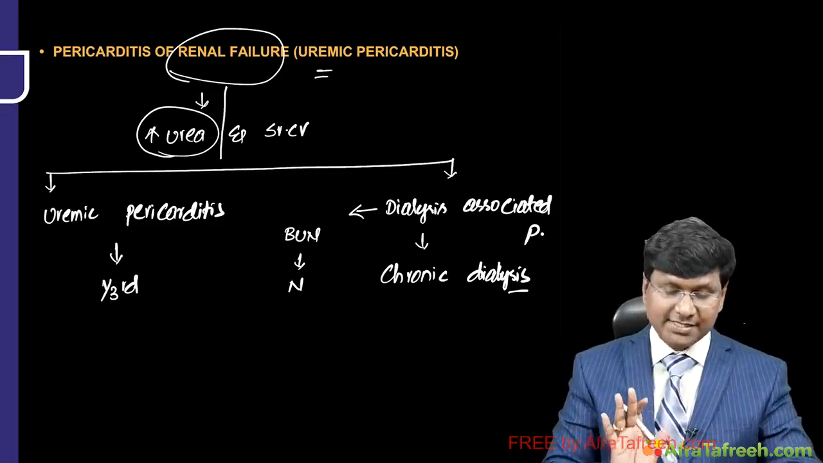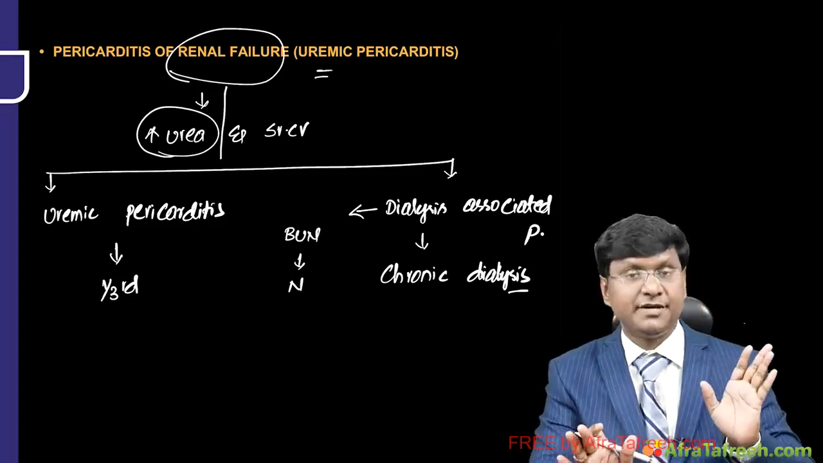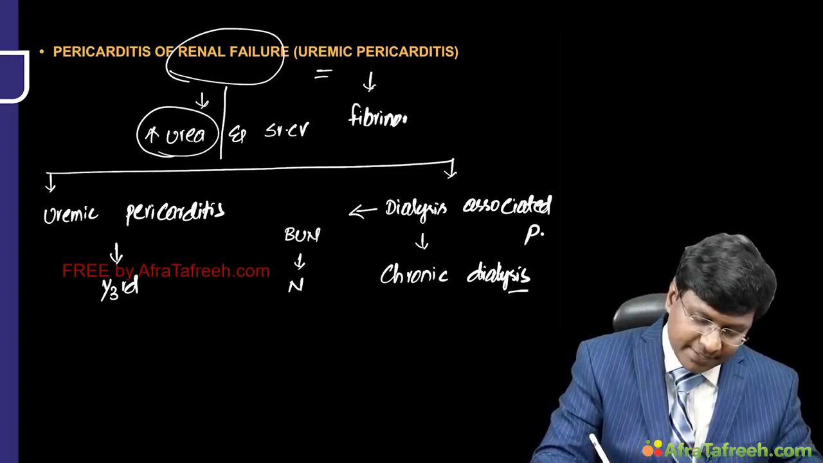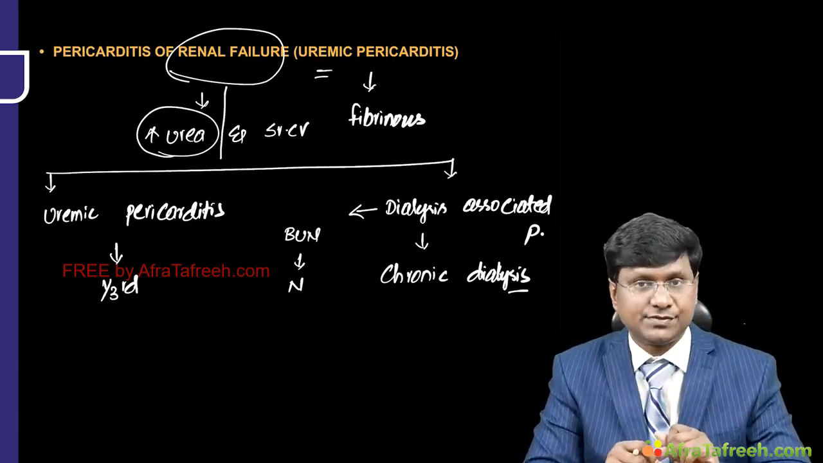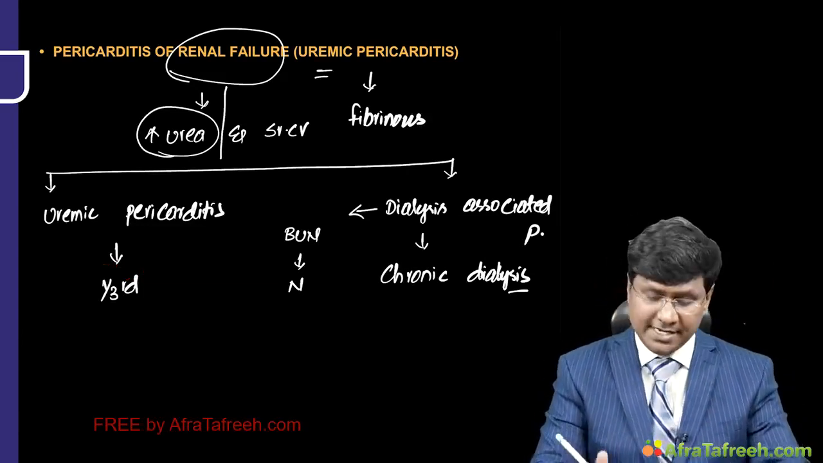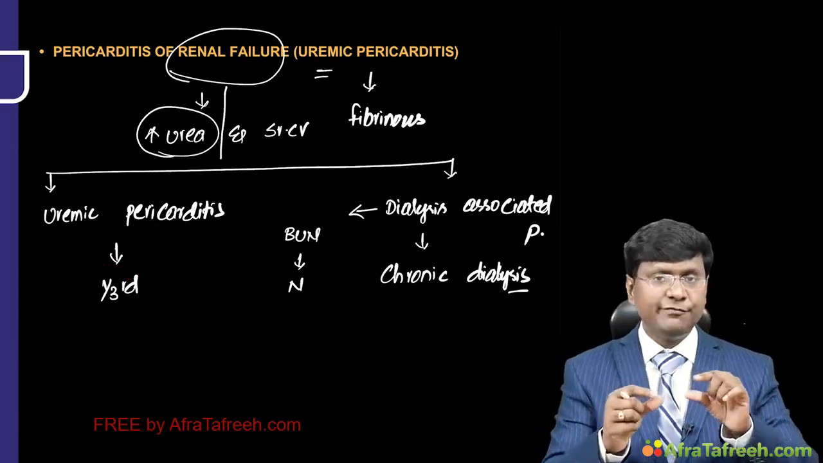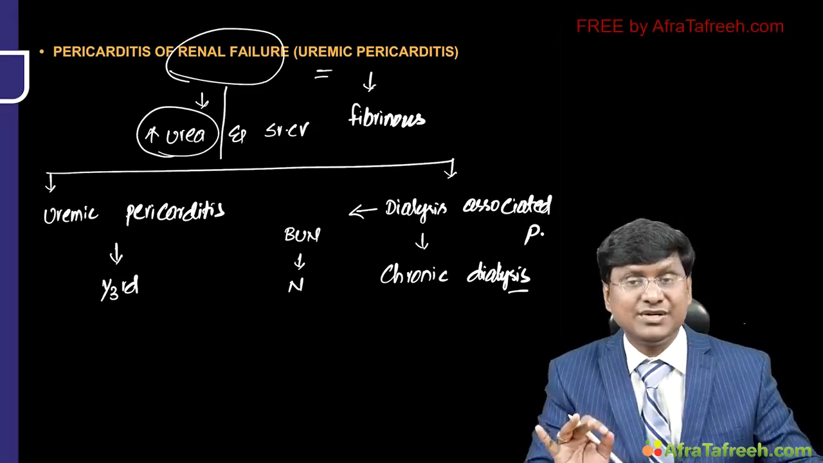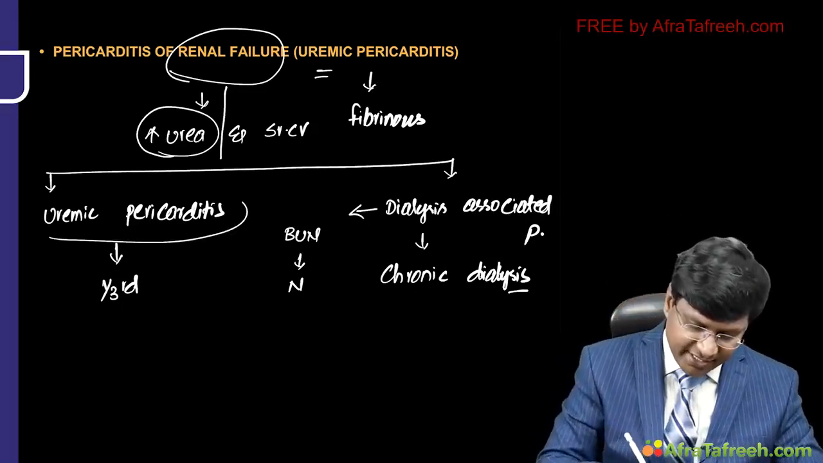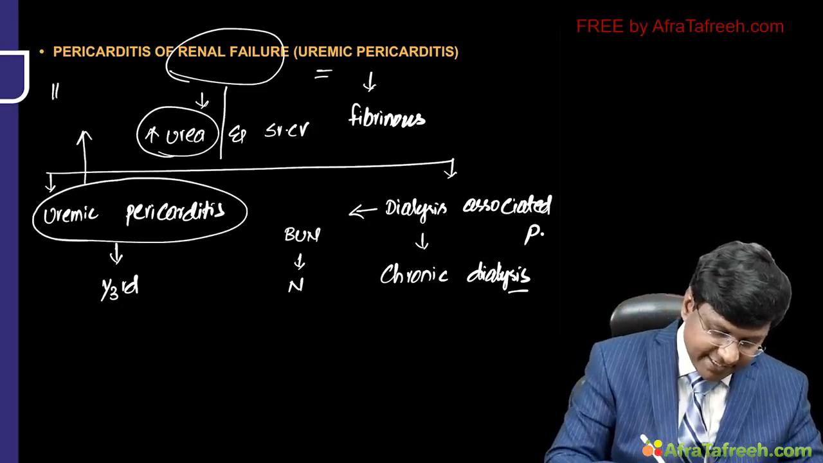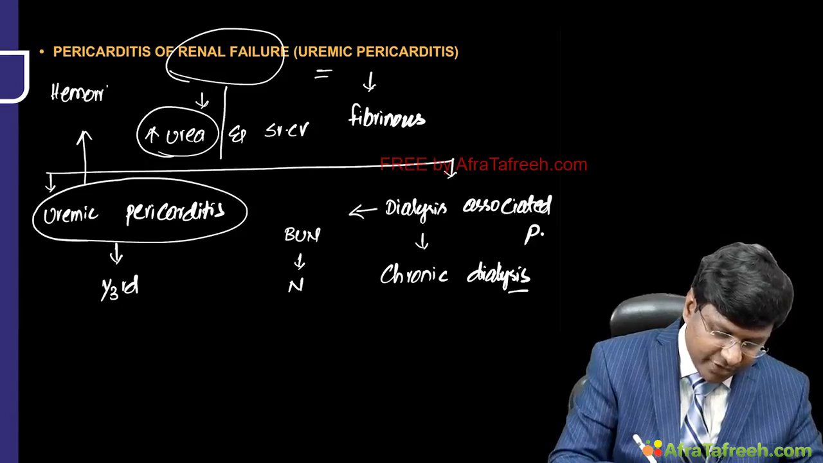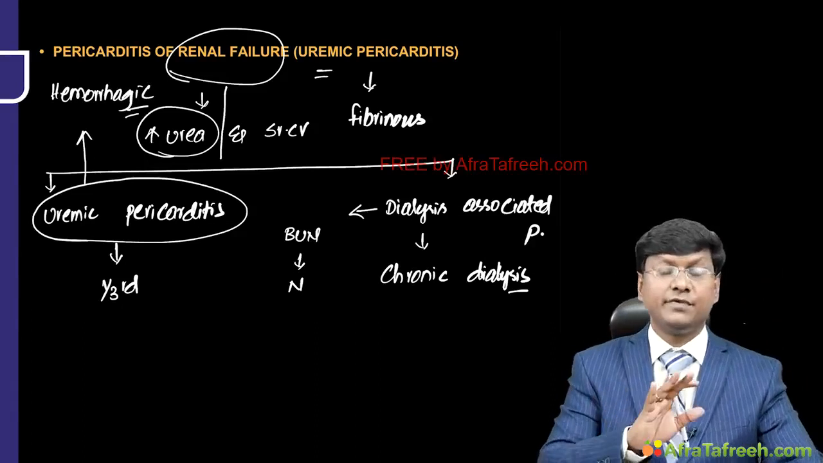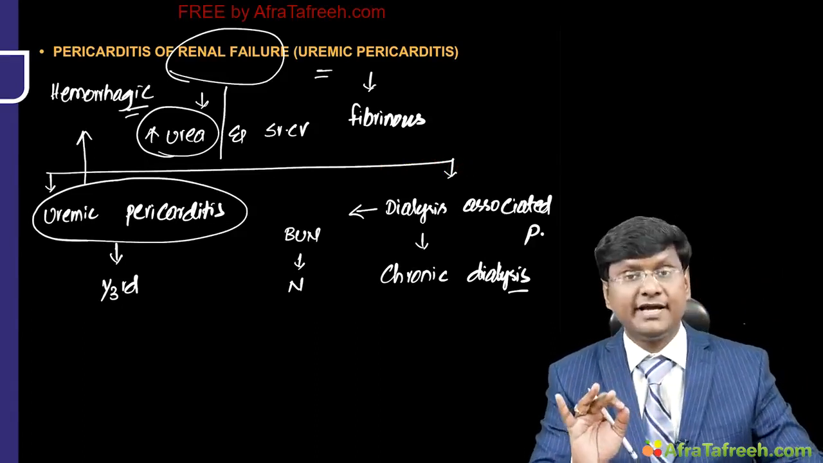So these are the two forms of pericarditis which you come across in patients with renal failure. The type of pericarditis that you come across in both of them is fibrinous pericarditis. And if you take the fluid, what will be the consistency of the fluid? It is a serosanguinous effusion. But occasionally, in uremic pericarditis, there can be presence of frank blood, and that we call hemorrhagic pericarditis, a frank hemorrhagic effusion.